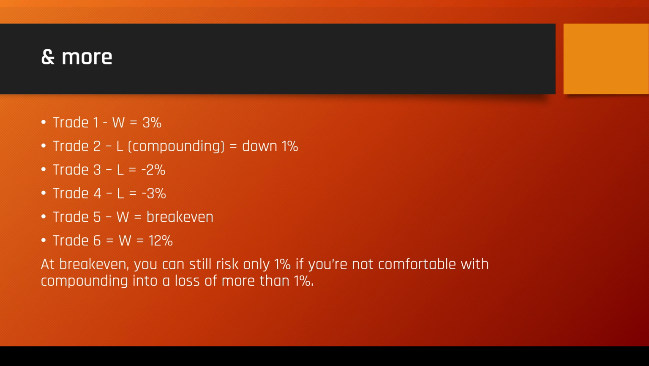Because obviously you don't really want to be compounding when you're at -3%, because if you lose that trade, you're then -4. So it's better to get to break even, then do your 1 to 3, win that, then compound that. Because if you lose that, you'll only be down 1%.